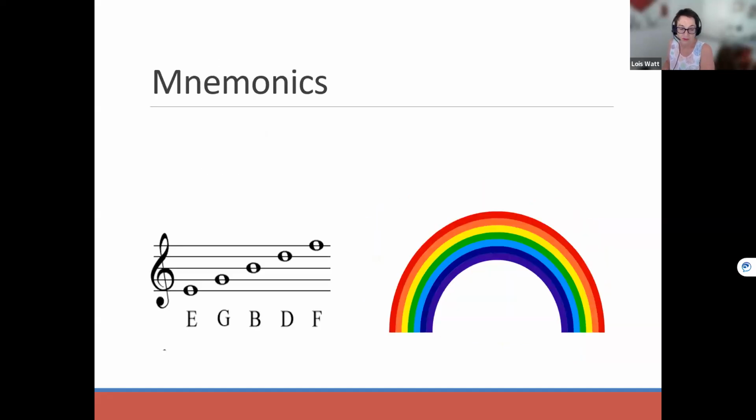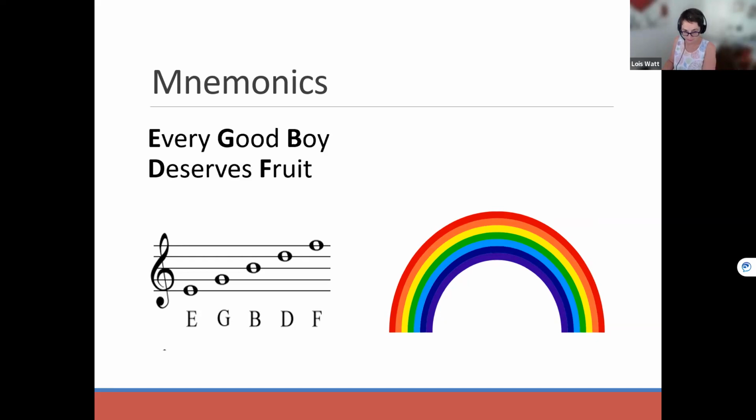So every good boy deserves fruit is a way of remembering music, a mnemonic. And remembering the colors of the rainbow, Roy G. Biv. You have to find something that makes sense to you. If you're going to use long and fancy things, sometimes you won't remember what that was. That would help you to remember what you need to remember.